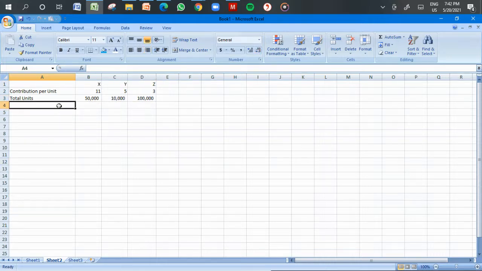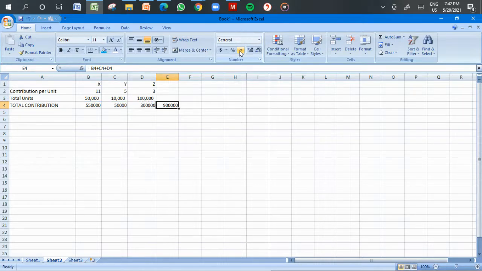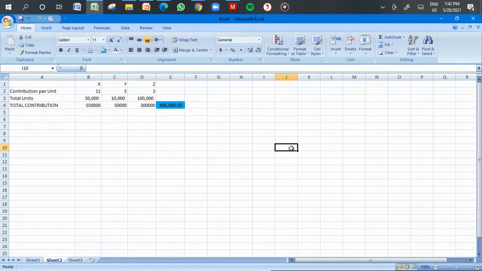Okay, so that means our total contribution is equal to the contribution per unit multiplied by the units. Then we drag this formula to these ones. Then we also have to calculate the total of the contributions from X, Y, and Z. So the total will be equal to 900,000.